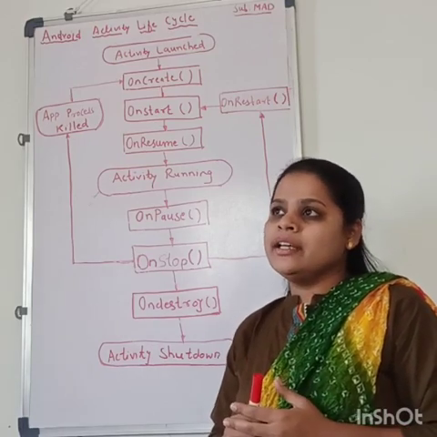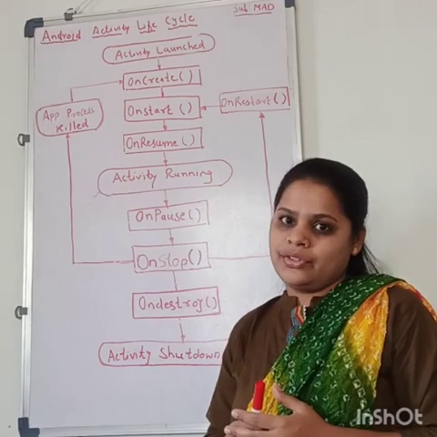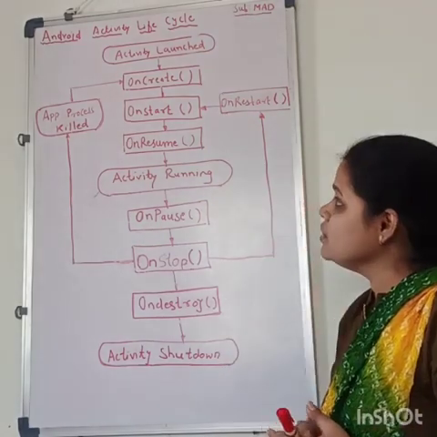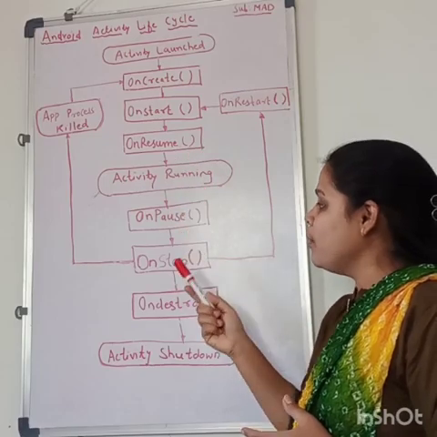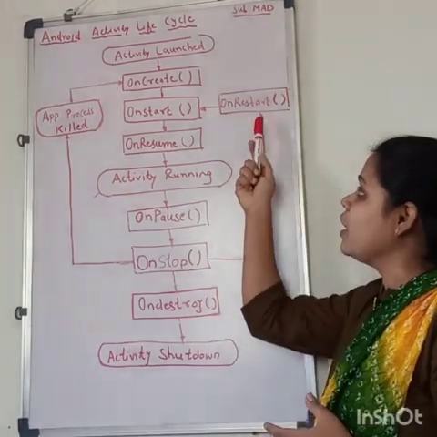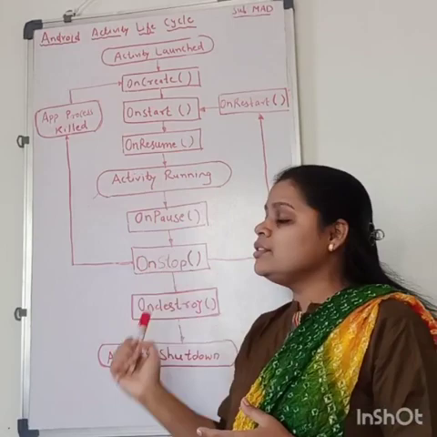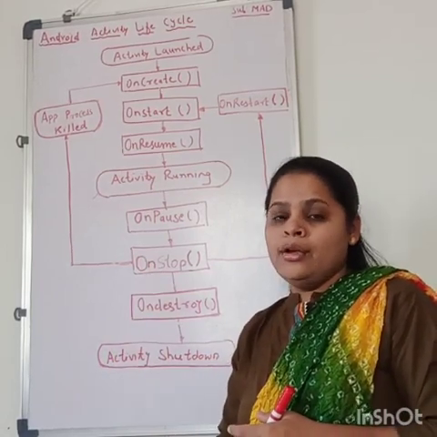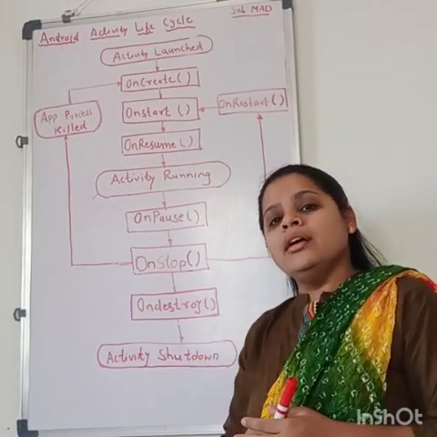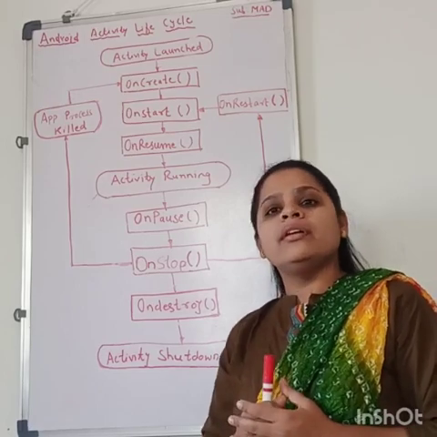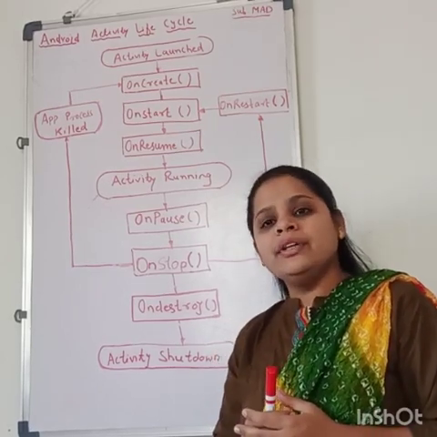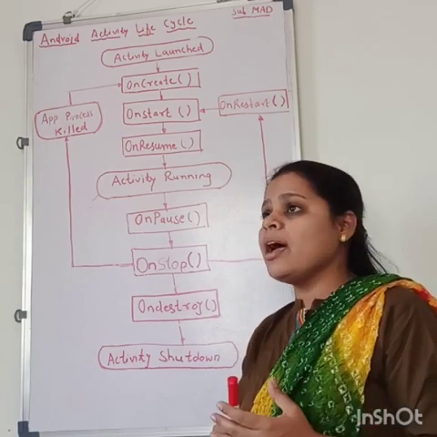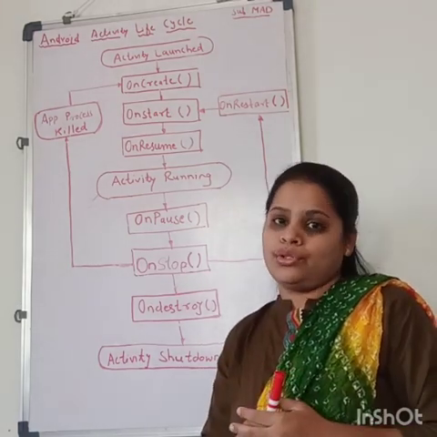Whenever an activity is created, it goes through several stages. So here there are some stages like onCreate, onStart, onResume, onPause, onStop, onDestroy and onRestart. So these are certain stages of the activity lifecycle. We need to understand what will happen whenever an activity has been created, what will happen when the activity is minimized, and what will happen when the activity is closed.